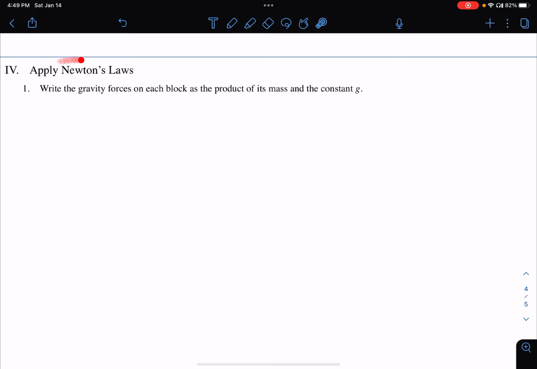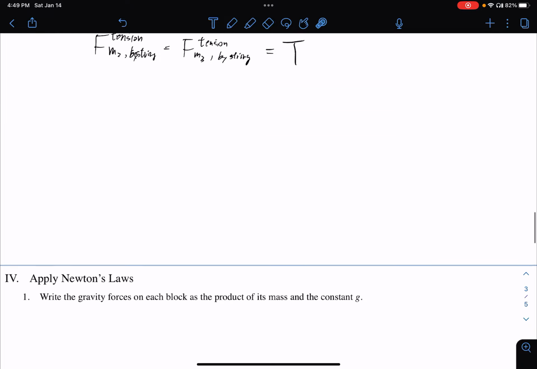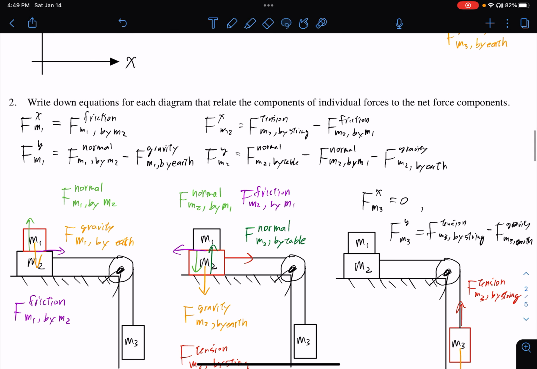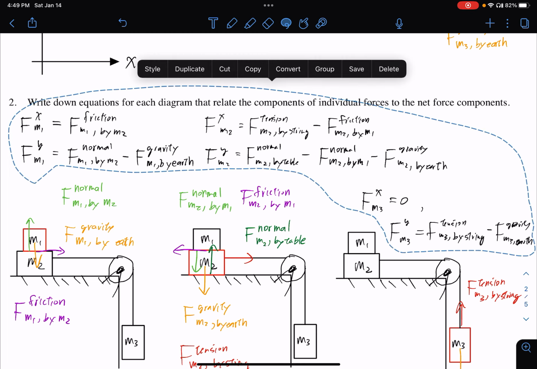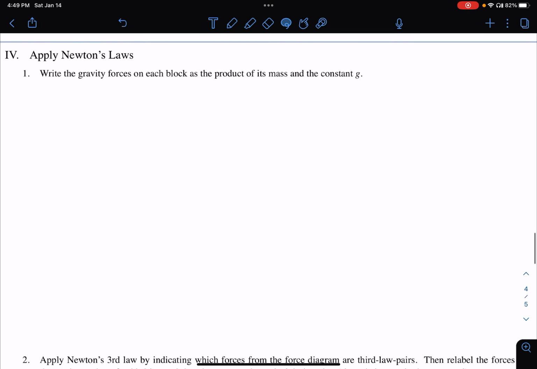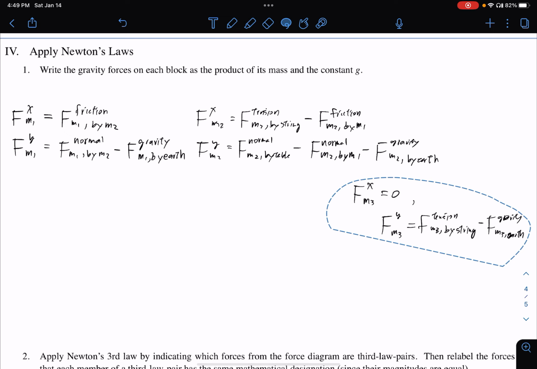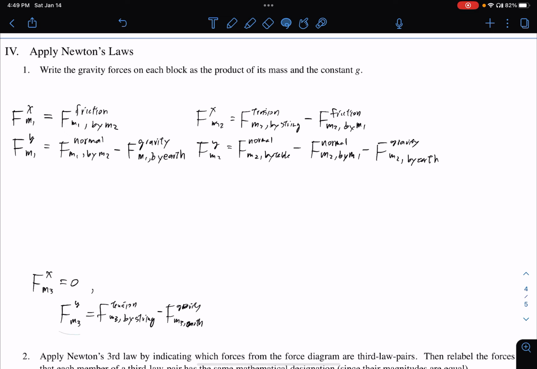Now let's apply Newton's law to solve our problem. First, we can use the gravity law to replace all the gravity forces by m times g. Let's copy all the equations we have. Here are all the equations. So whenever we see gravity, we can replace it by the mass of the object times the gravitational constant.